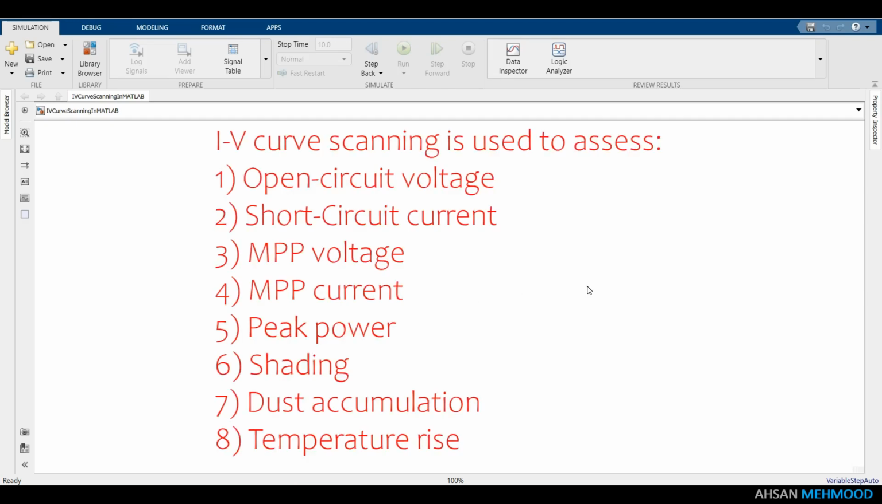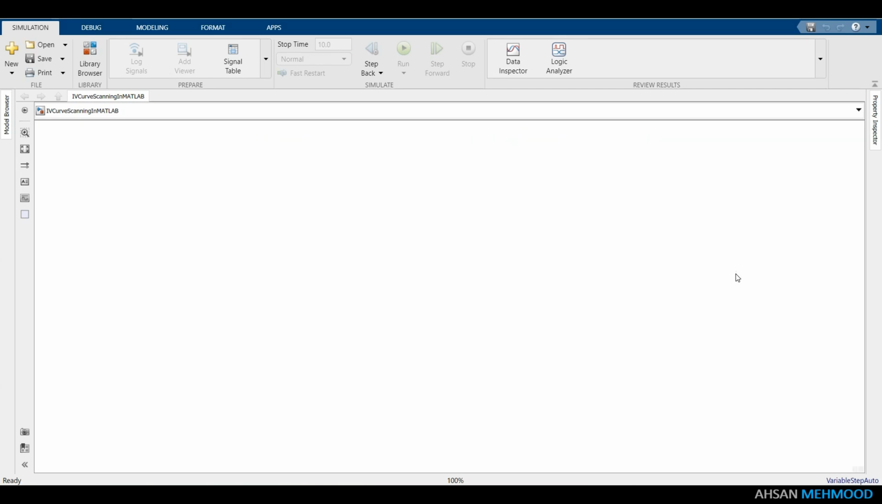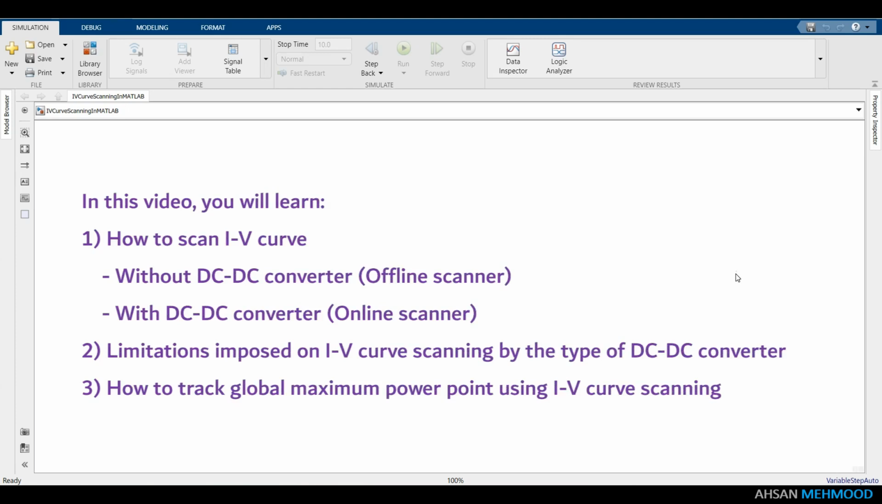IV curve scanning is used to assess open circuit voltage, short circuit current, maximum power point voltage, current, and peak power in solar systems. It is also utilized to spot problems like shading, dust accumulation, and temperature rise in PV modules and arrays.